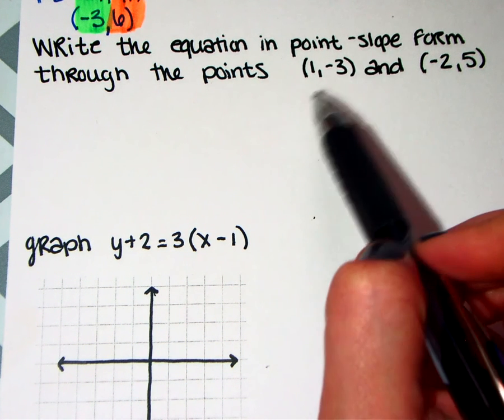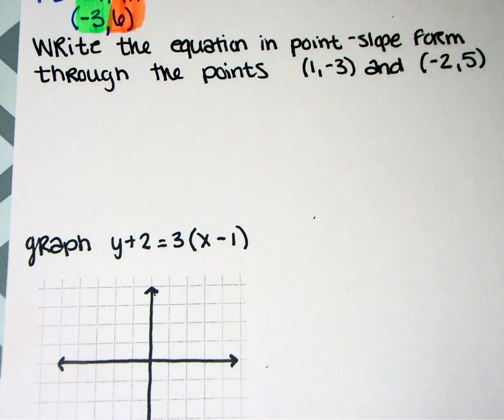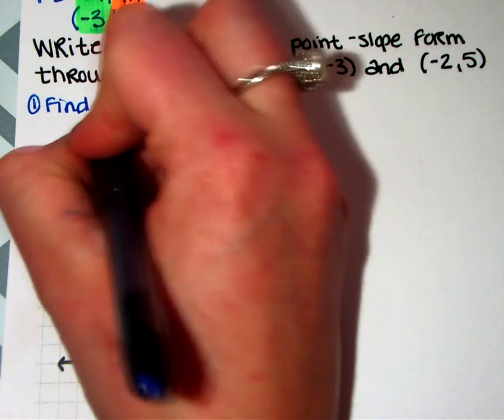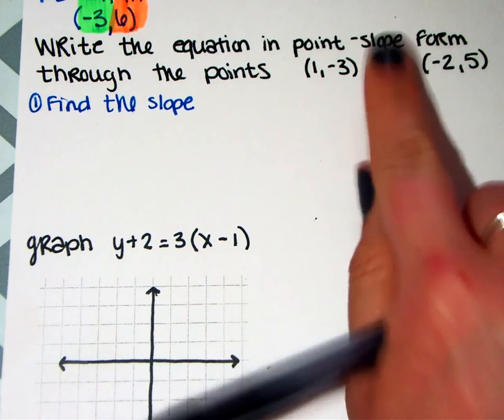And most of you would look at this problem and say, well, I have 2 points, I have no slope. This is where the slope formula comes into play. So the first thing you want to make sure you do is find the slope. If I want to write it in point slope form, I have to have a slope.